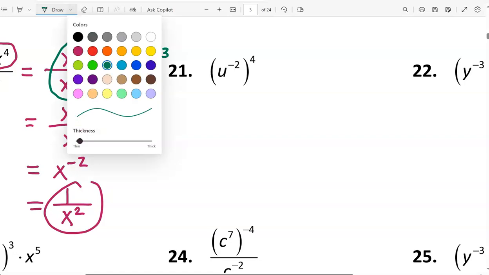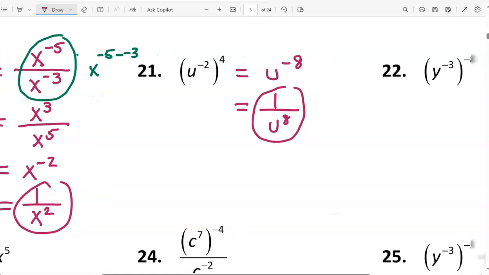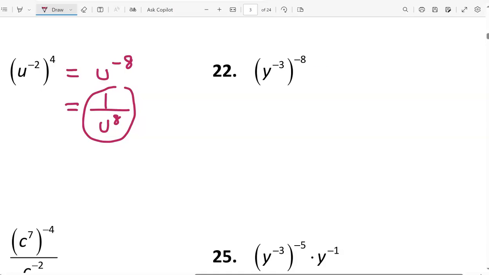For number 21, power to a power, multiply the exponents, and a negative times a positive is a negative. That must be expressed using positive exponents, so that's 1 divided by u to the 8th. In 22, again a power to a power. However, this time a negative times a negative is a positive, so y to the positive 24 is the result.